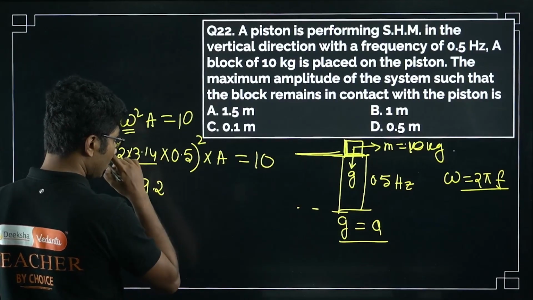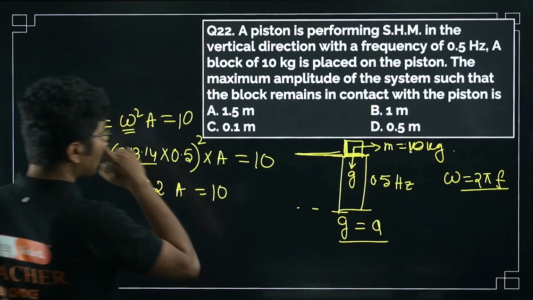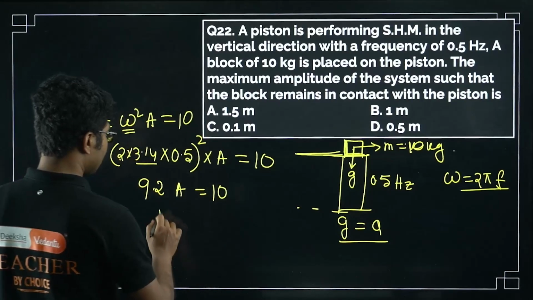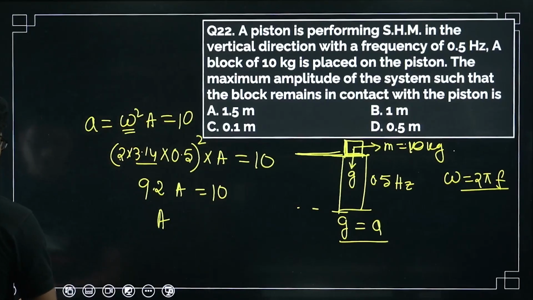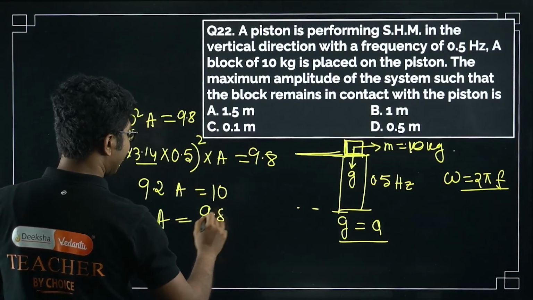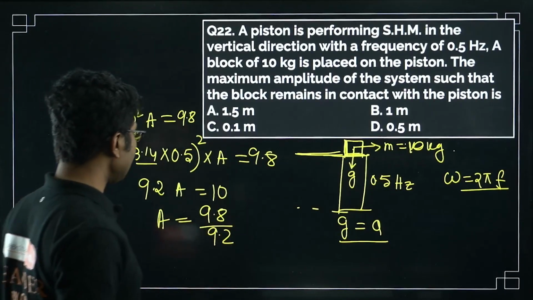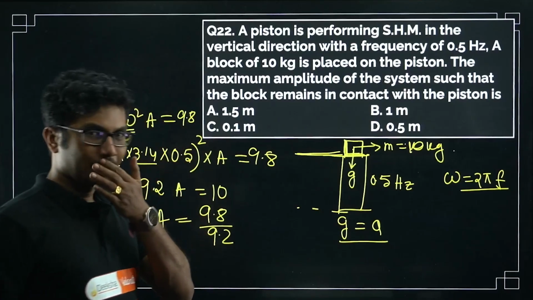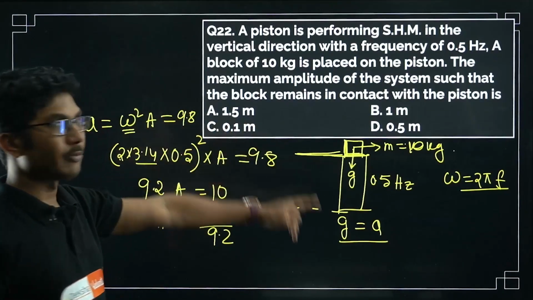I think 9.2 into A equals 10. Okay, so A will be equal to, if you consider this 9.8, I think it will be better now, because all the answers are very close. So the answer will be 9.8 by 9.2, which is basically close to 1, but slightly more than 1, but not exactly 1.5.